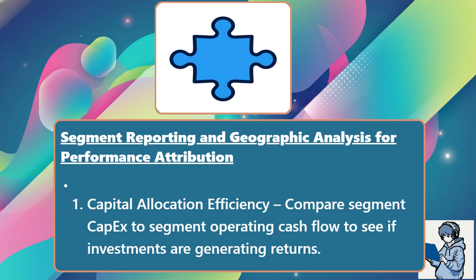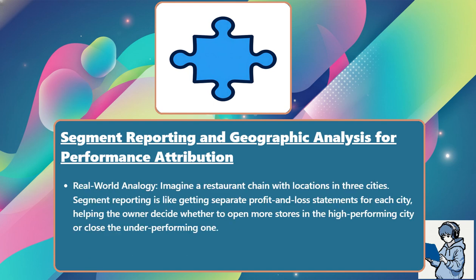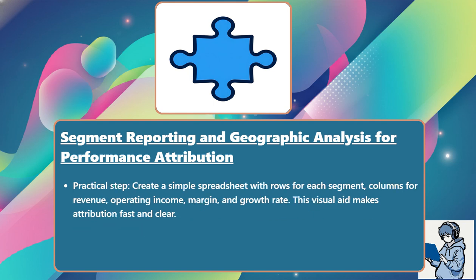Five, capital allocation efficiency. Compare segment capital expenditures to segment operating cash flow to see if investments are generating returns. Real-world analogy: imagine a restaurant chain with locations in 3 cities. Segment reporting is like getting separate profit and loss statements for each city, helping the owner decide whether to open more stores in the high-performing city or close the underperforming one. Practical step: create a simple spreadsheet with rows for each segment, columns for revenue, operating income, margin, and growth rate. This visual aid makes attribution fast and clear.